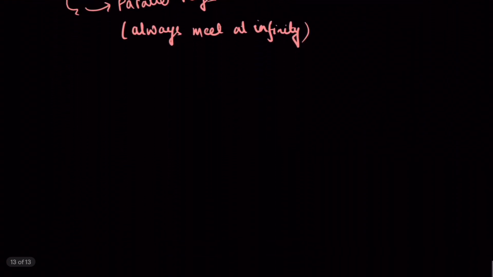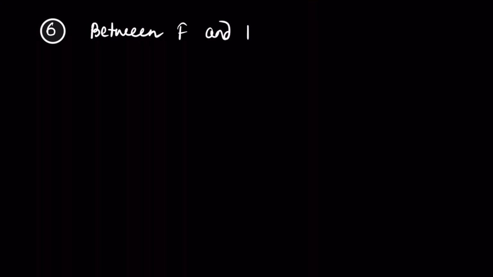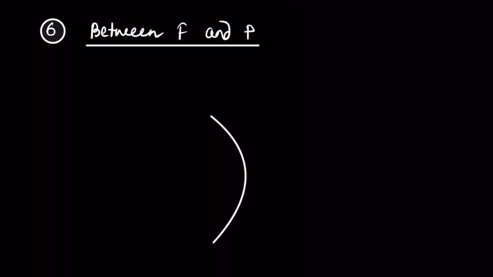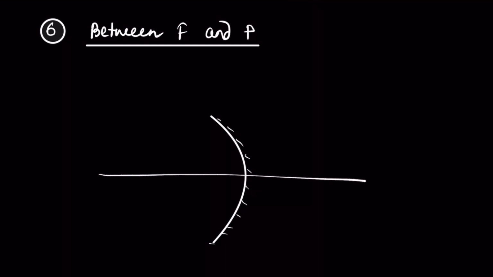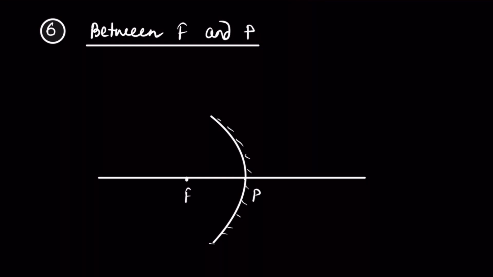Then there is one more, when the object is between focus and the pole. So this is a special case. Why it is special, we will see. If we take a concave mirror, this is the principal axis, here is the pole, focus and center of curvature. So between F and P, we put the object.